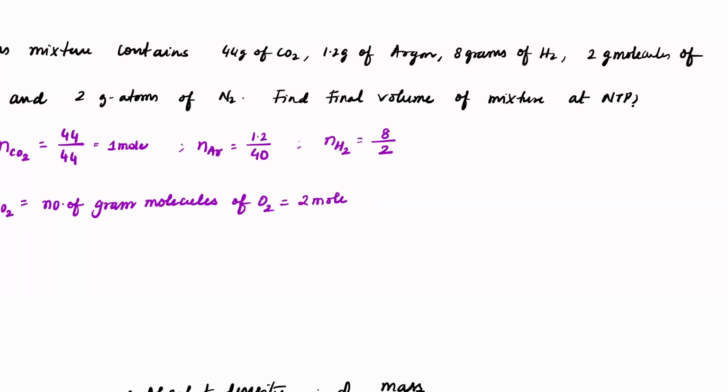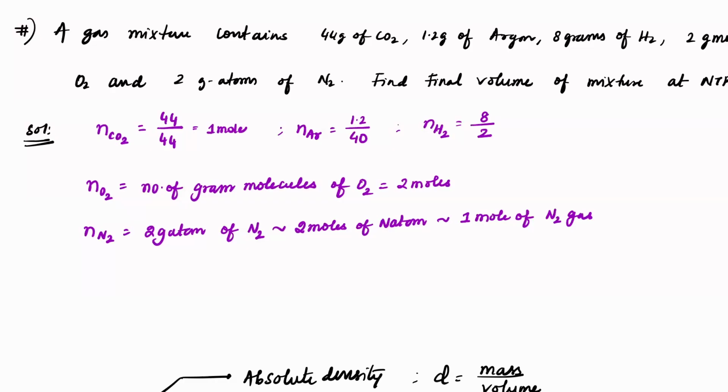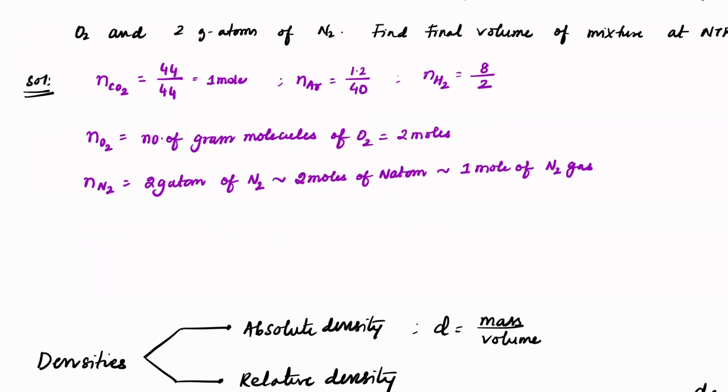And next, number of moles of N2 gas. Now, he has given here 2 gram atoms of nitrogen. So, can I say that 2 gram atoms of nitrogen is equivalent to 2 moles of nitrogen atoms? And 2 moles of nitrogen atoms is equivalent to 1 mole of nitrogen gas. Therefore, number of moles of nitrogen gas is 1 mole.